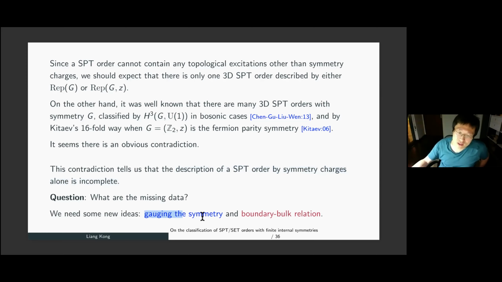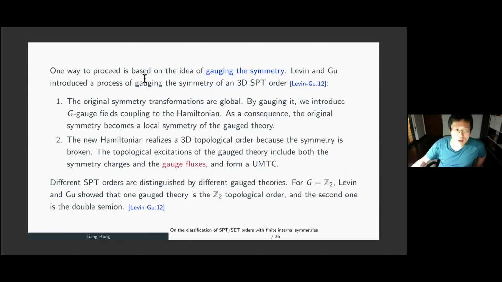One is gauging the symmetry. Another is called boundary bulk relation. We start from gauging the symmetry. Gauging the symmetry was originally introduced by Levin and Gu in 3D SPT order.